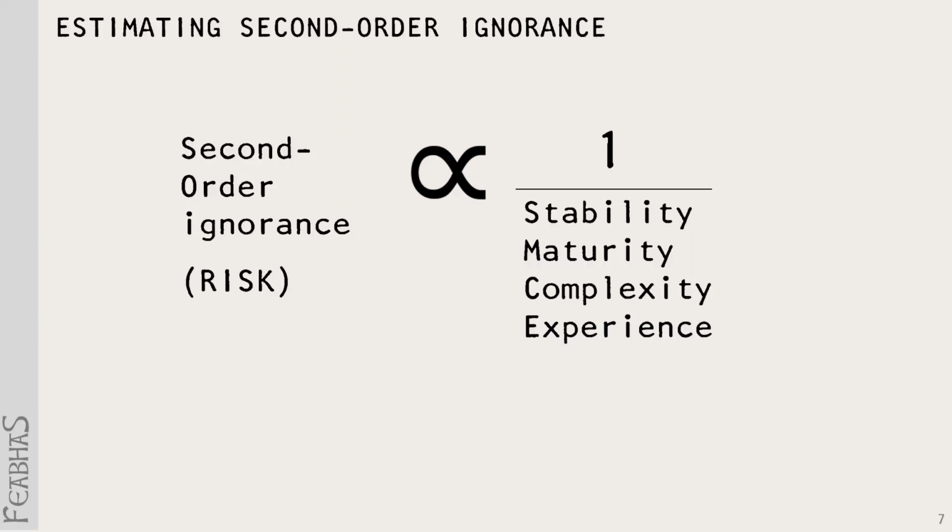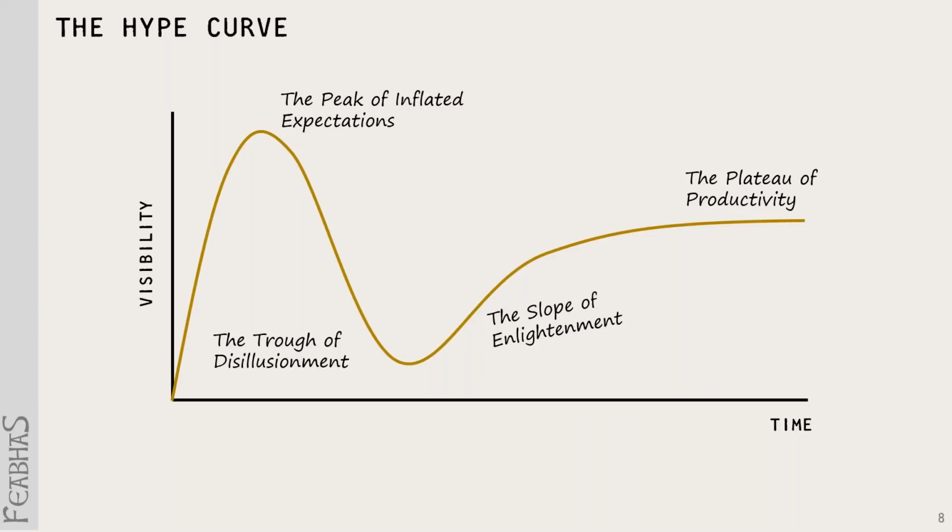So this is how our second order ignorance estimating framework goes on. And this can happen across multiple different domains. So let's take some time and look at those domains. We'll look at them in a second. Another example of second order ignorance in action is what's known as the hype curve. When any new technology is introduced, you get this wonderful curve, which is the expectations or the visibility of the technology over time.